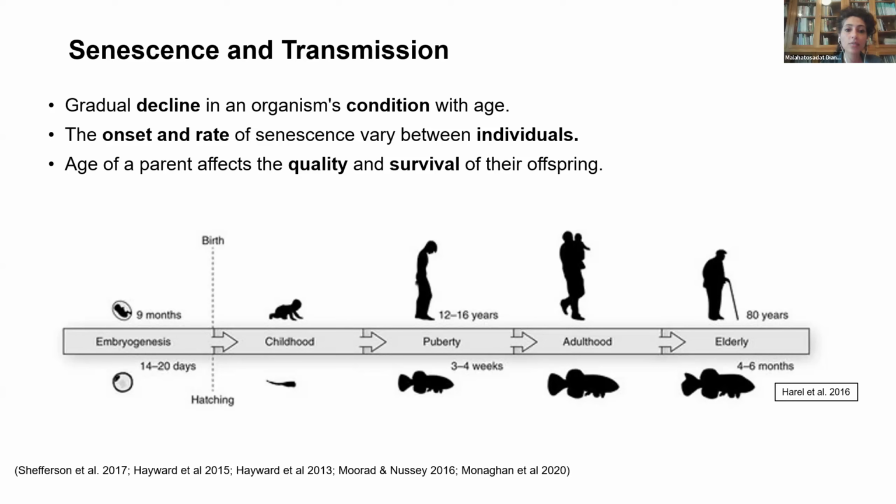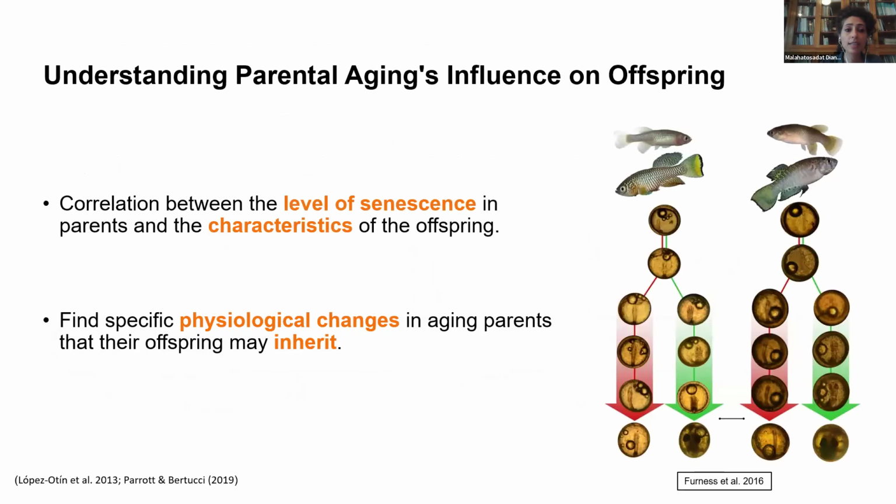The onset and rate of senescence can be different between individuals. And when parents age, their care for their offspring diminishes, which means that the age of a parent affects the quality and survival of their offspring. We are still at the beginning of understanding the effect of parental aging on their offspring, but to know this, we need to understand the correlation between the level of senescence in parents and the characteristics of their offspring.